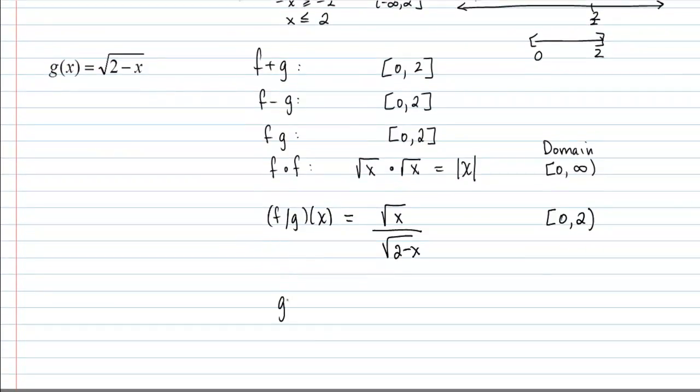And to find the domain of g divided by f, let's look at its original quotient of the square root of 2 minus x over the square root of x. It's the same thing here. The denominator cannot be equal to 0, so therefore we cannot include it in the domain.